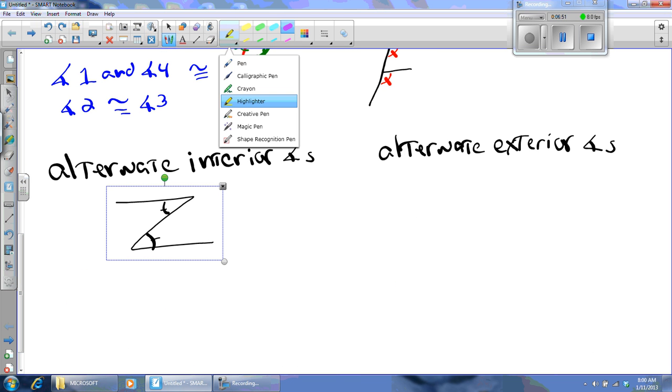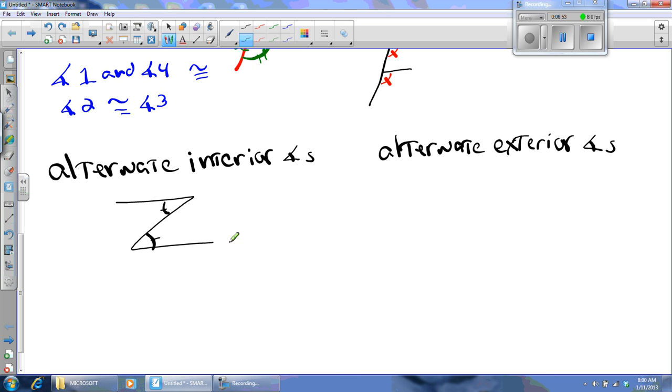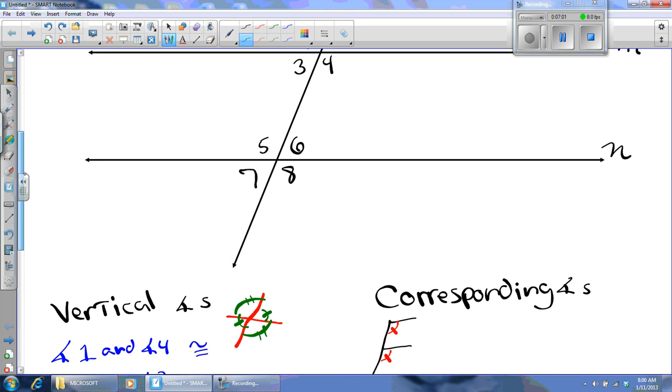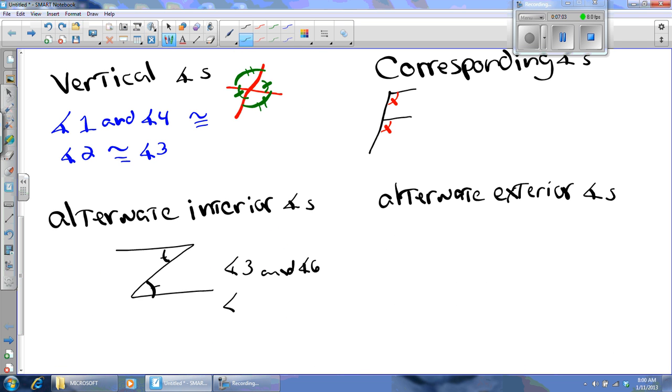So in this problem, angle 3 and angle 6 are alternate interior, and also 4 and 5. Angle 4 and angle 5 are alternate interior, and alternate interior angles are congruent. Just like vertical angles are congruent, corresponding angles are congruent. And there's one other type of congruent pair of angles, the alternate exterior.